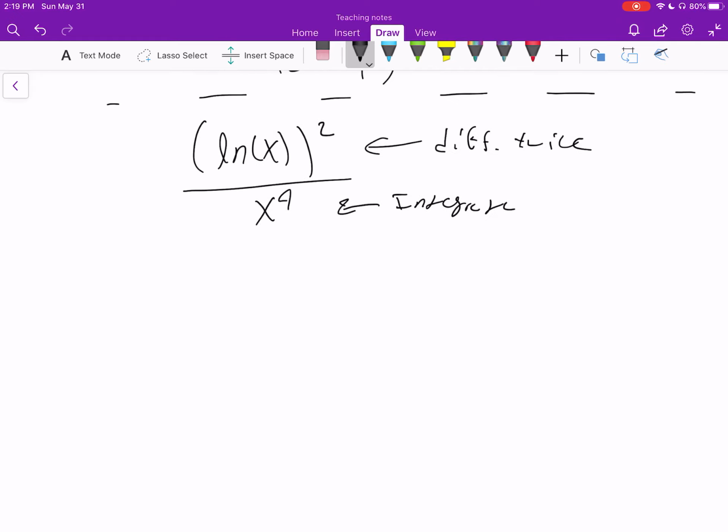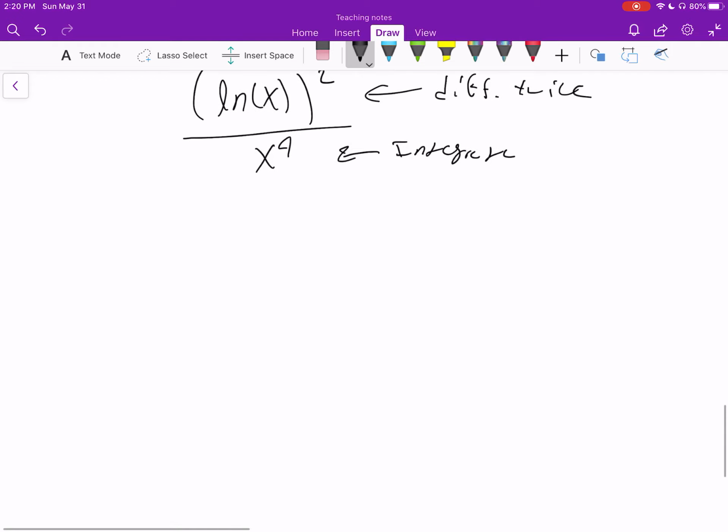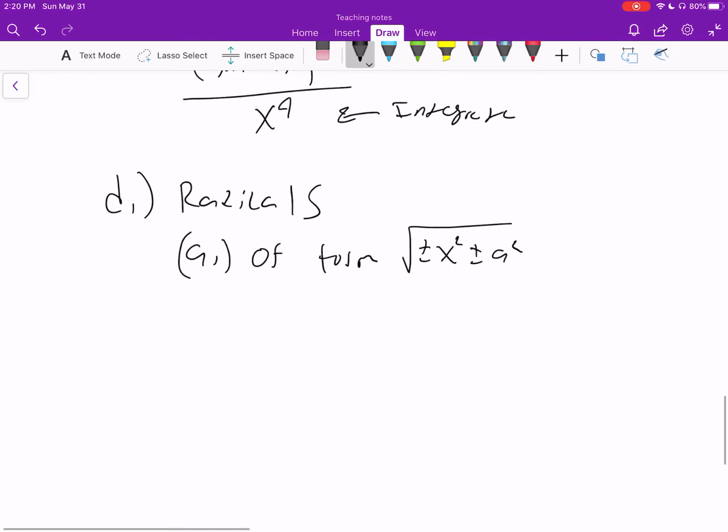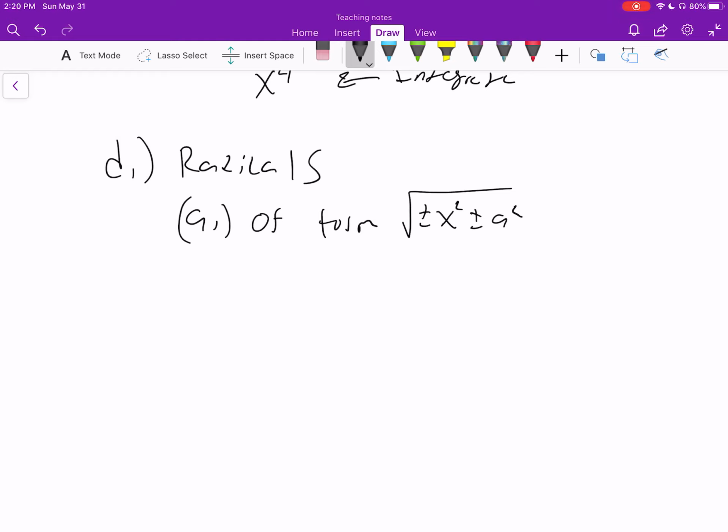So there are just a couple more for this. Or no, sorry, we're at part D now. So D is radicals. Do I have radicals that appear? So 1 is if it's of the form square root of plus or minus x squared plus or minus a squared. It doesn't just have to be a square root. You could have the 5/2 power, things like that. Then this is a trig substitution.